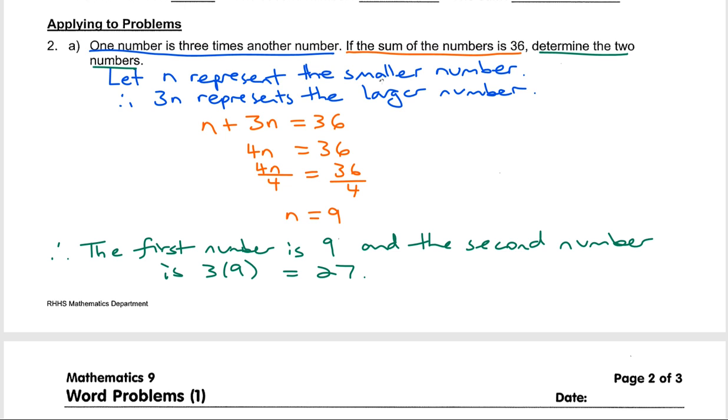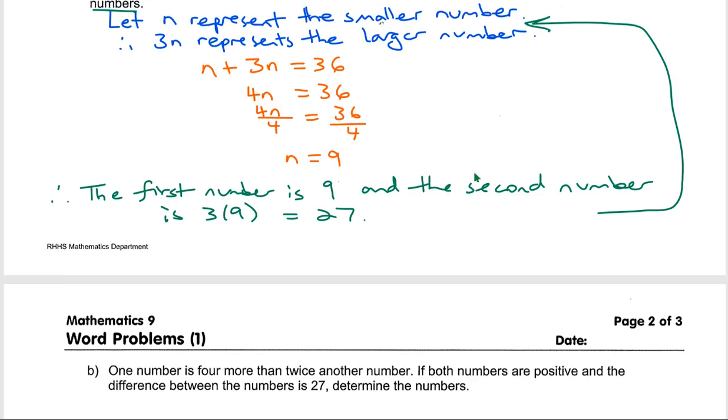Okay, and you'll notice that my answer here in the green goes right back to my let statement. Right, the first number is n and the second number is 3n. So it's not enough to solve the equation and stop. You need to give your answer because it's asking us for two numbers. So we have to give an answer that is two numbers. Okay, so that's our first example.